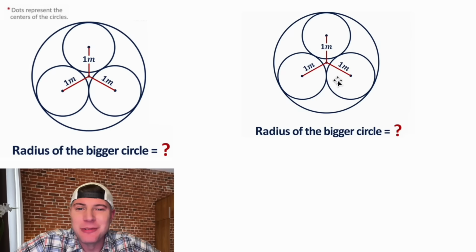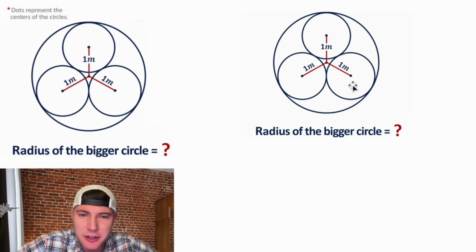Hey guys, this looks like a fun one. We're given three circles inside of a larger circle, and the distance between the center of the large circle and one of the smaller circles is equal to 1 meter. And it wants to know what is the radius of the larger circle.